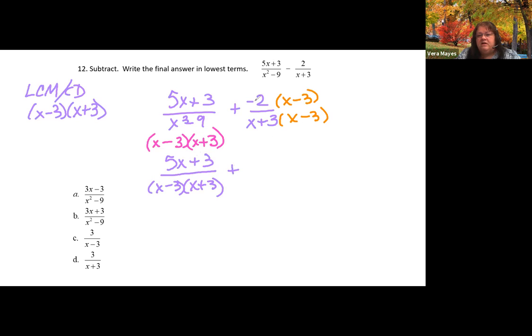This one has, and go ahead and distribute that -2, so -2x plus 6. And actually, I can go ahead and put these all over one fraction since they all have a common denominator now. Little wonky fraction bar, but all right. So 5x minus 2x gives me a 3x. So those are done. 3 plus 6 is a 9.